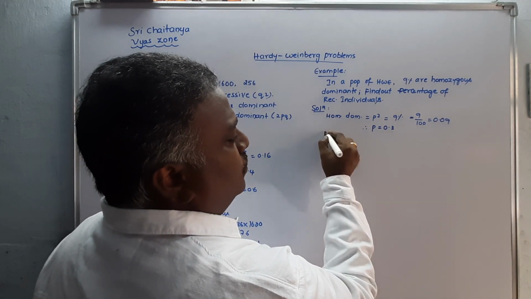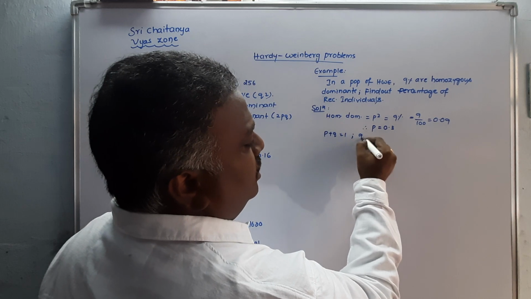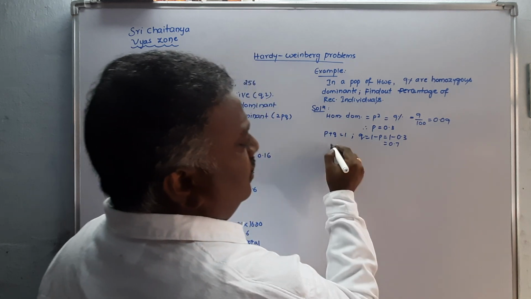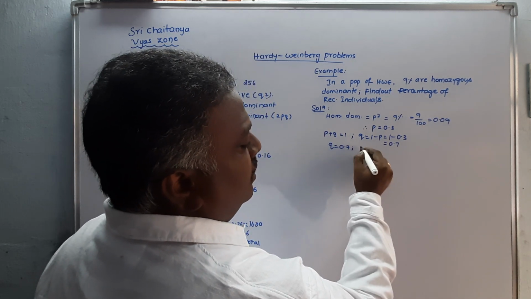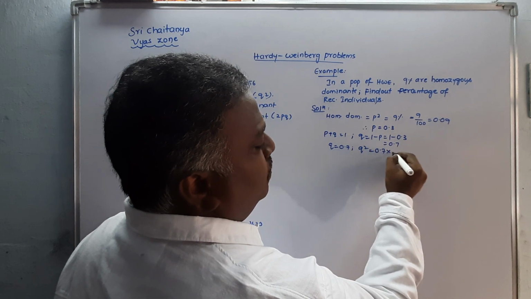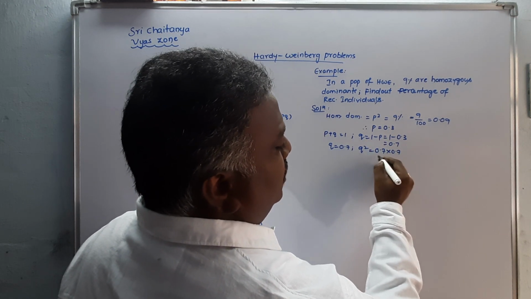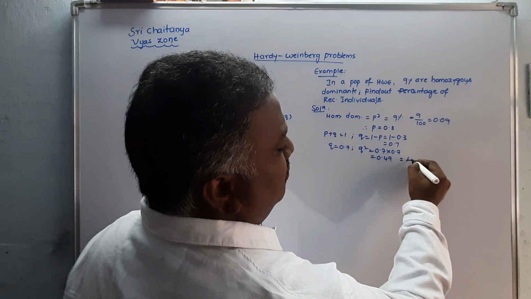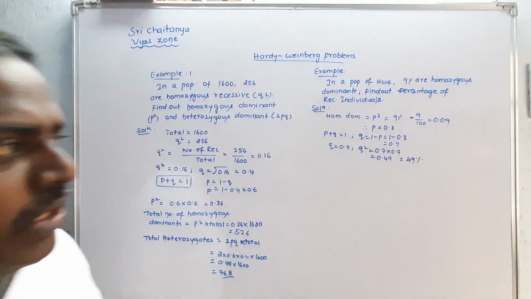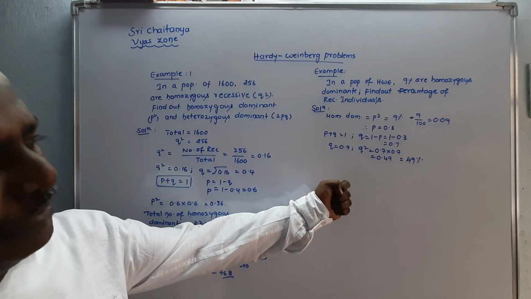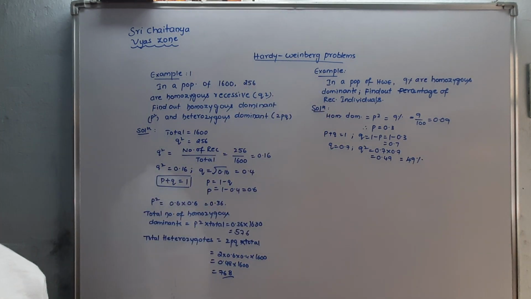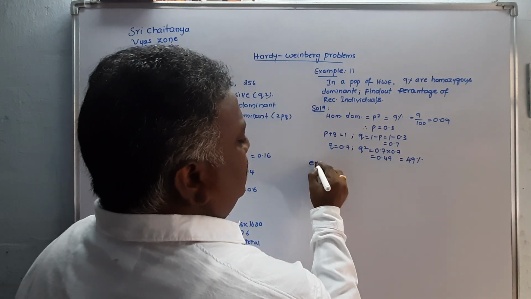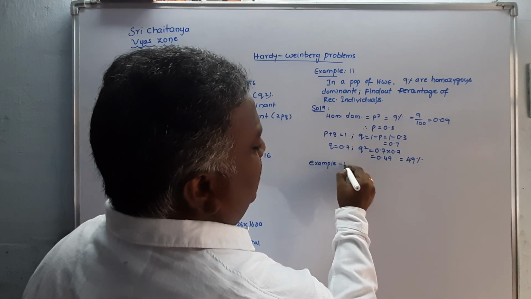If p is 0.3, you know that p plus q is equal to 1, so q is equal to 1 minus 0.3, that is 0.7. Whereas q square is 0.7 into 0.7, that is 0.49. Taking this in percentage, multiplying by 100, it is 49%. So 49% of the individuals are homozygous recessive. This is example 2, and this is another easy example which they ask most in the public examination.